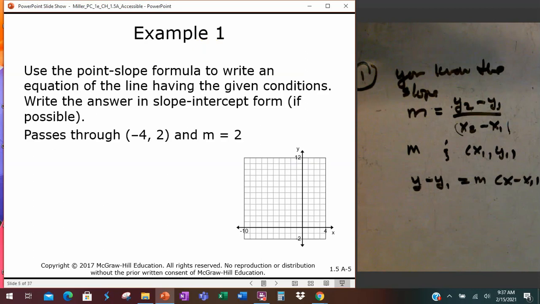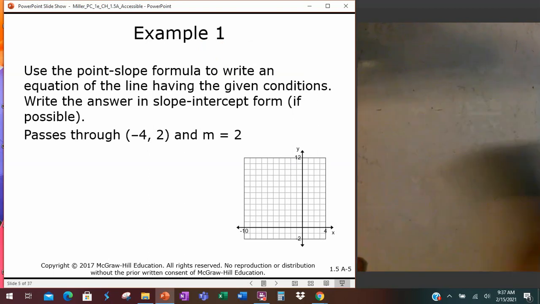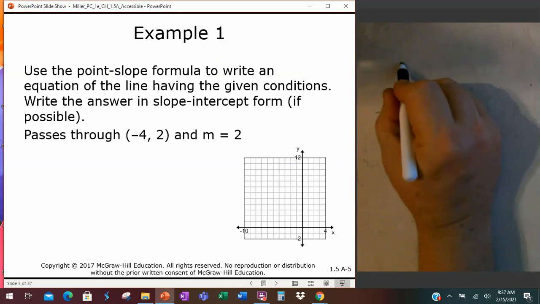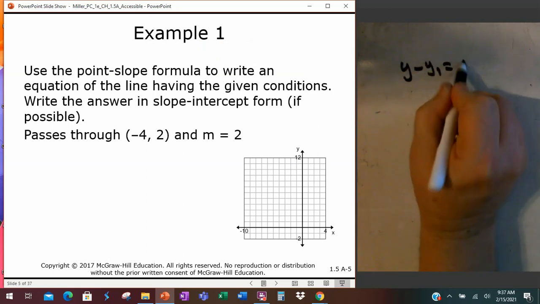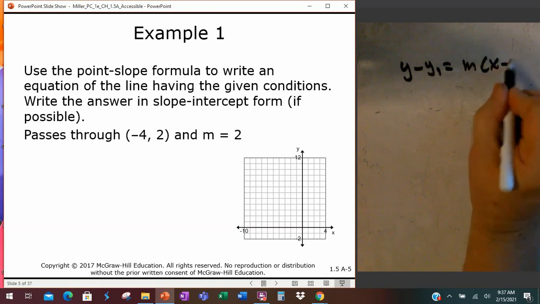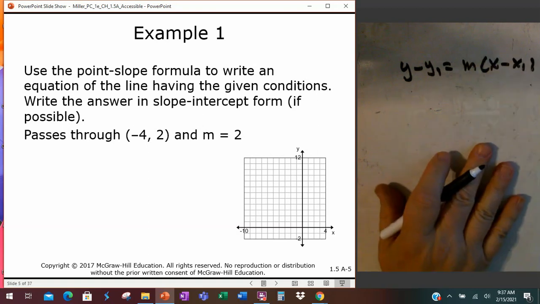Okay, so use the point slope formula to write an equation of the line having the given conditions. Write the answer in slope intercept form if possible. Passes through (-4, 2), and m is equal to 2. Okay, so I'm going to say y minus y1 is m times (x minus x1).